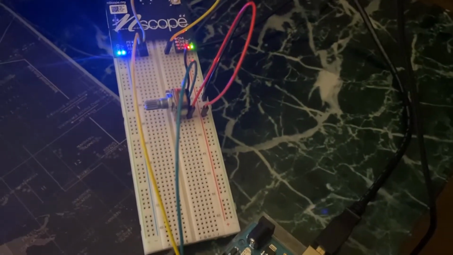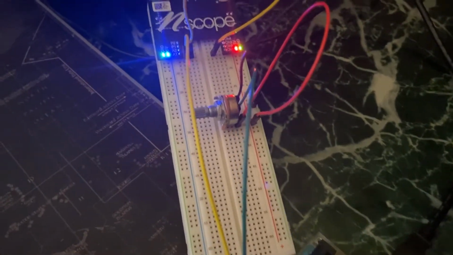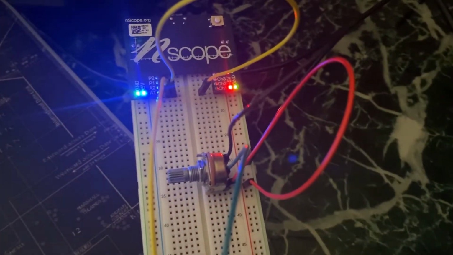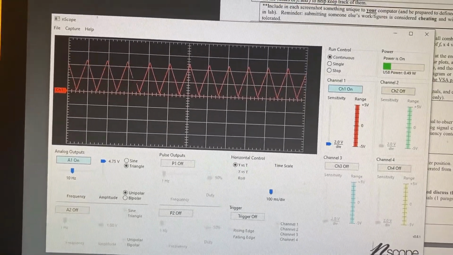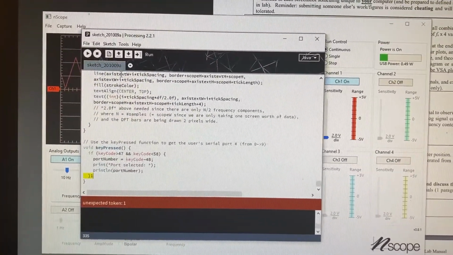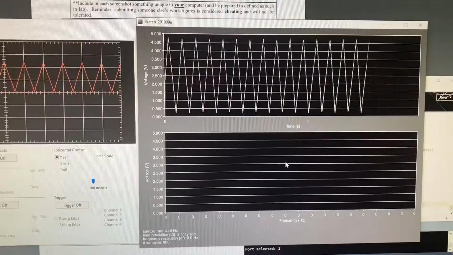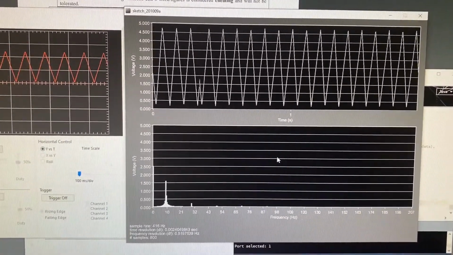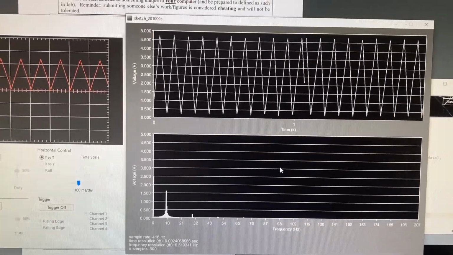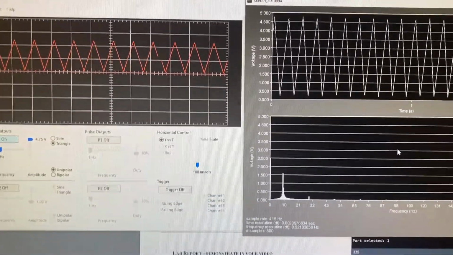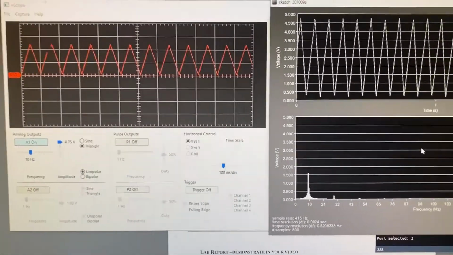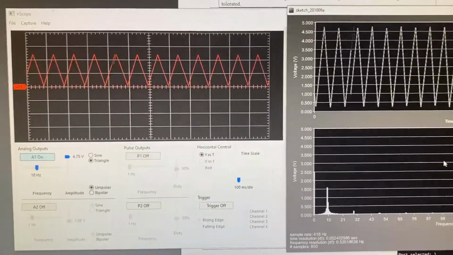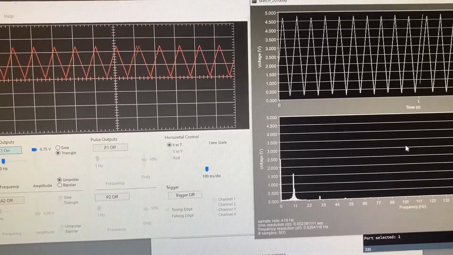Now for the second part, we need to do a triangle wave, so we change it back to the analog 1 output, and this is what we get in the end scope, and this is what we get at the processing code, as well as the last one. Since the sample rate is really high and we're only creating waves at 10 Hertz, it's going to be really precise and it's not going to vary at all.